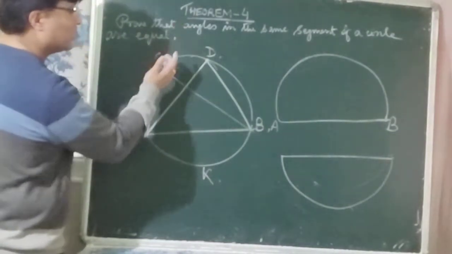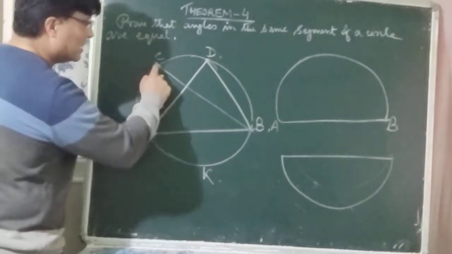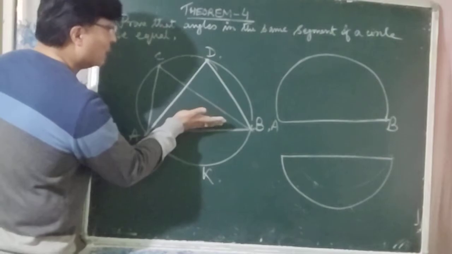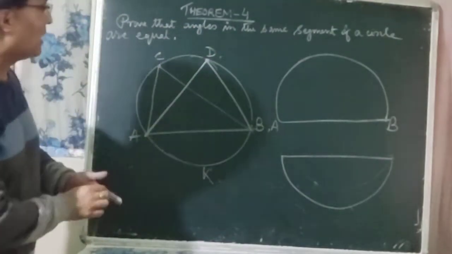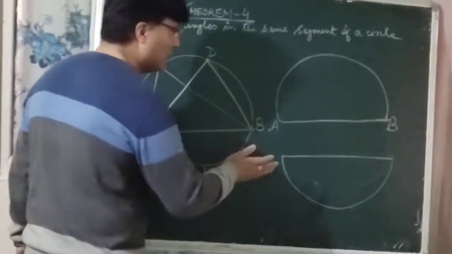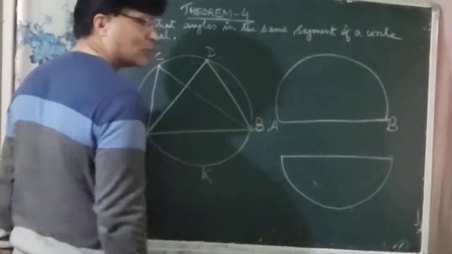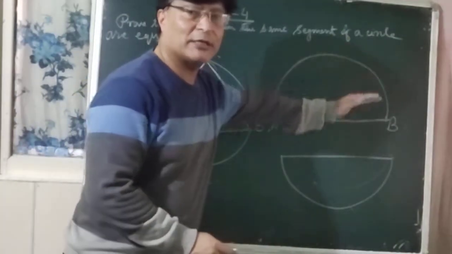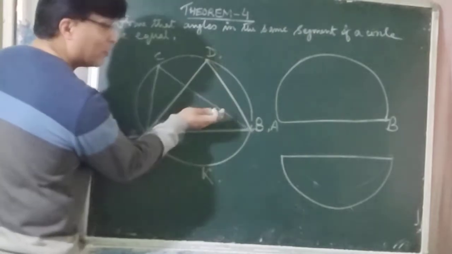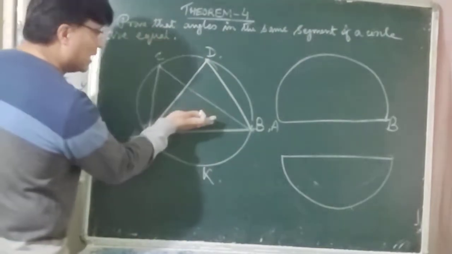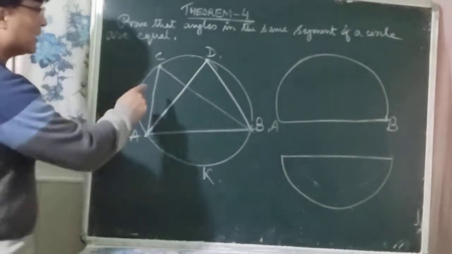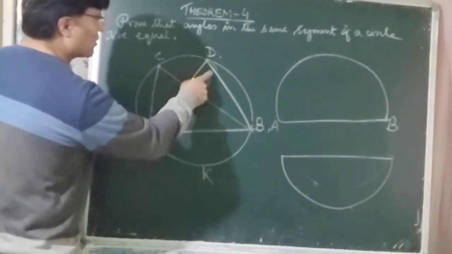Above AB there are two angles, that is angle ACB and also angle ADB, both above AB. This is called angles in the same segment of the circle. As I said before, the part of the circle above AB is called the segment of a circle. So both ACB and ADB are on the same segment of the circle, above AB. Okay? And now we have to prove that angles in the same segment of a circle are equal.